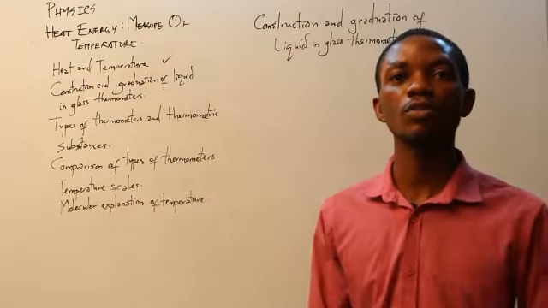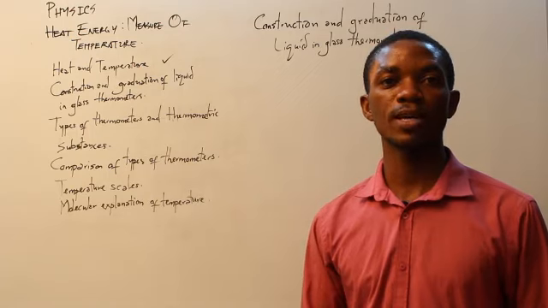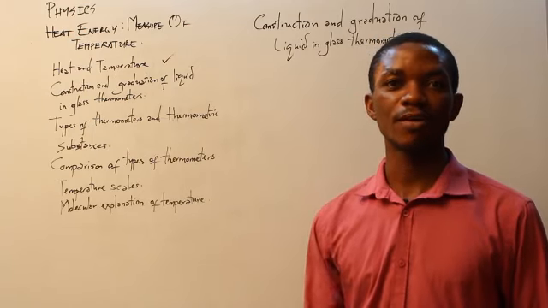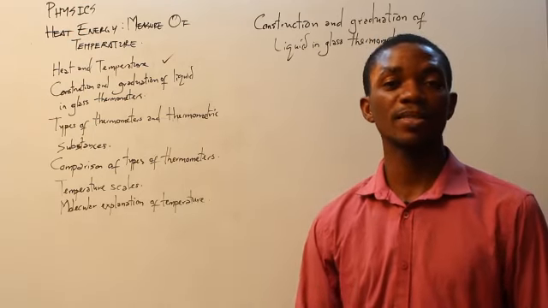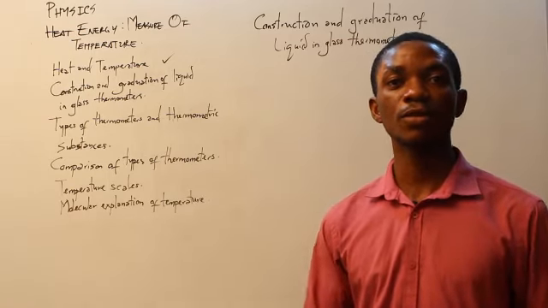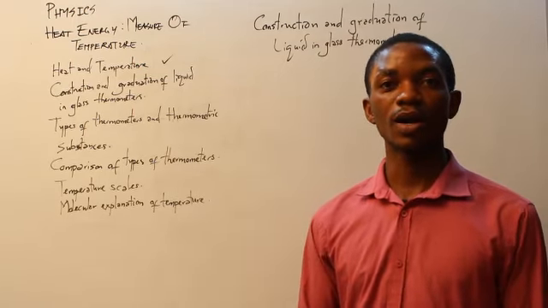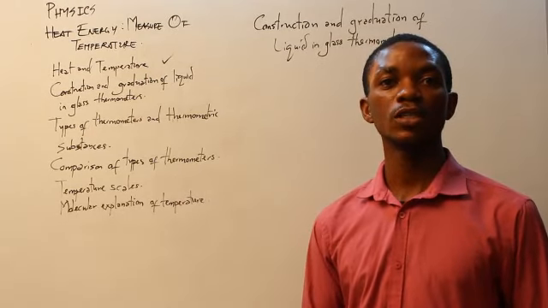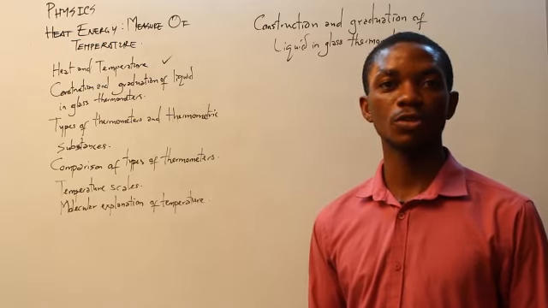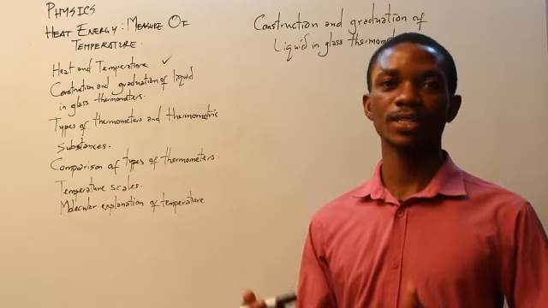Construction and gradation of liquid in glass thermometer. I said earlier that the most common type of thermometers we have around are the liquid in glass thermometers. Yes, we have a couple of them. The Fahrenheit thermometer actually is a liquid in glass thermometer, and the Celsius scale thermometer or the Kelvin thermometer is also a liquid in glass thermometer. While the Fahrenheit thermometer has alcohol inside the glass, the Celsius scale or the Kelvin temperature thermometer have mercury in the glass. So both of them have something inside the glass tube.